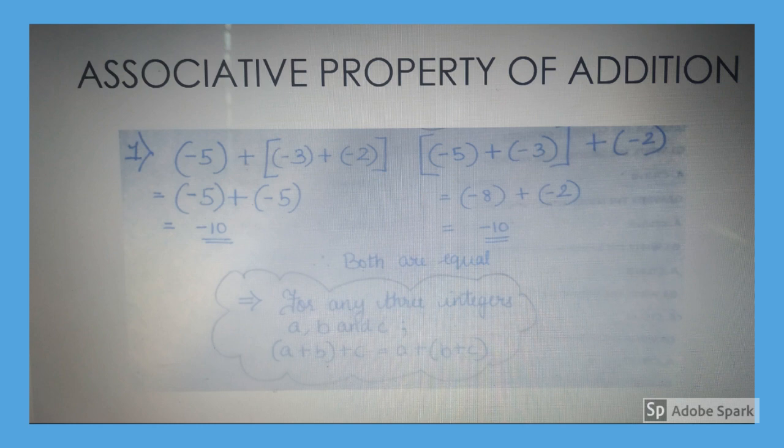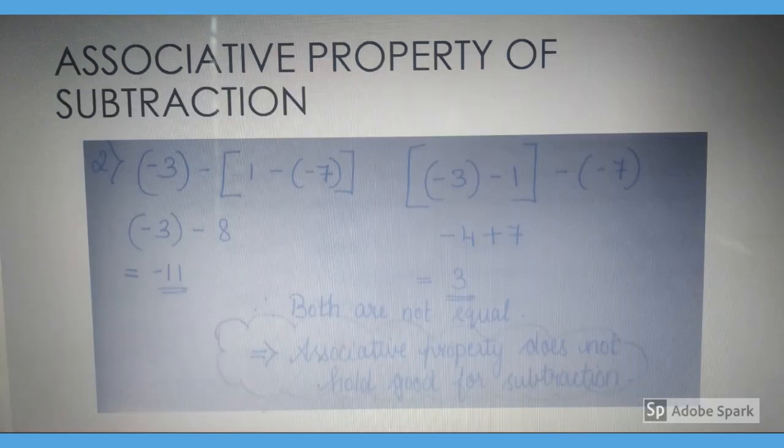So we infer from this example that for any 3 integers a, b and c, bracket a plus b bracket plus c is equal to a plus bracket b plus c. So associative property holds true for addition of integers, guys. Okay, it is true for addition of integers. Okay guys, let's proceed further.